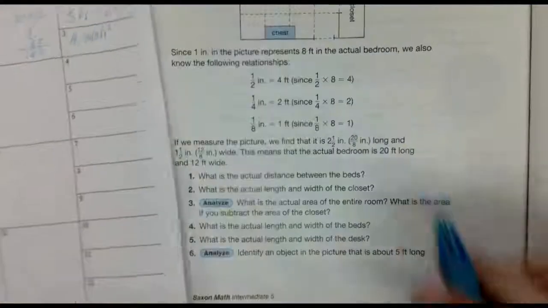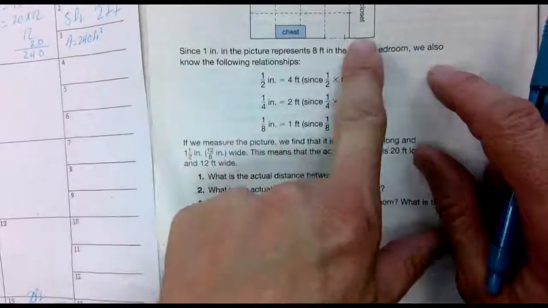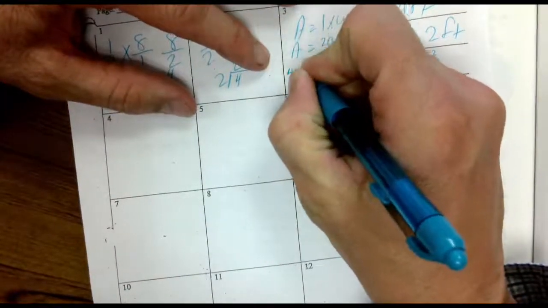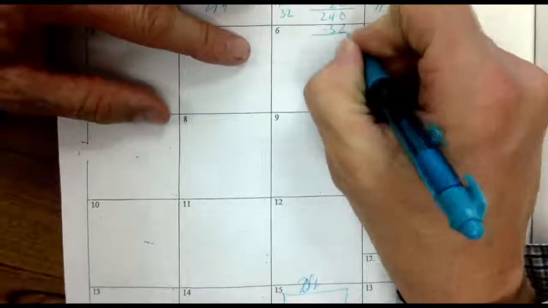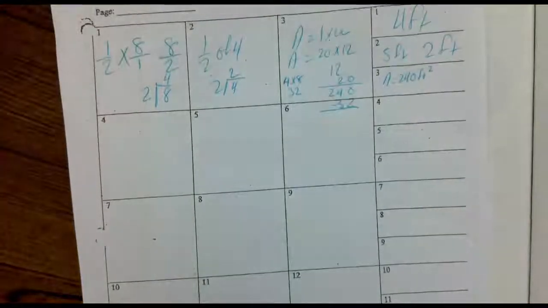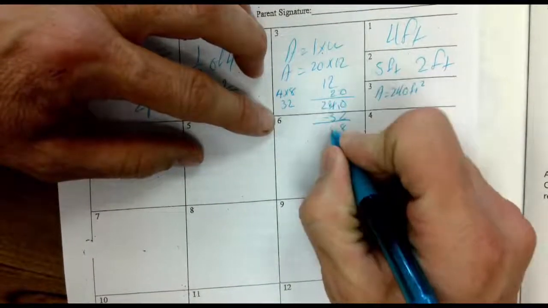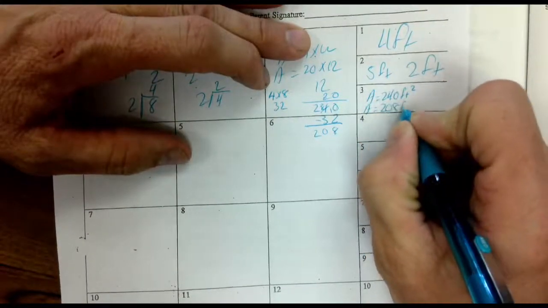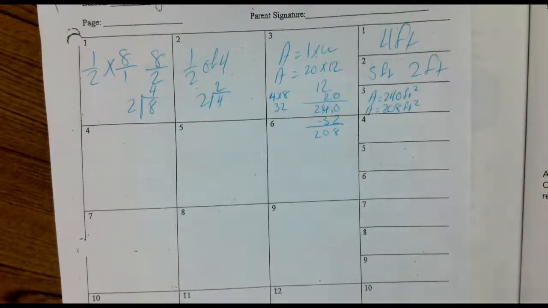Now we want to subtract out the closet. We notice the closet is one of these ticks across, which we said was 4 feet, and 2 ticks high, 8 feet. So we're going to go ahead and take 4 times 8. Hopefully you got 32. Now if you subtract 32 from the area of the whole room, you're going to come up with 208 feet squared. So now you know how much bedroom space you have, not counting your closet.